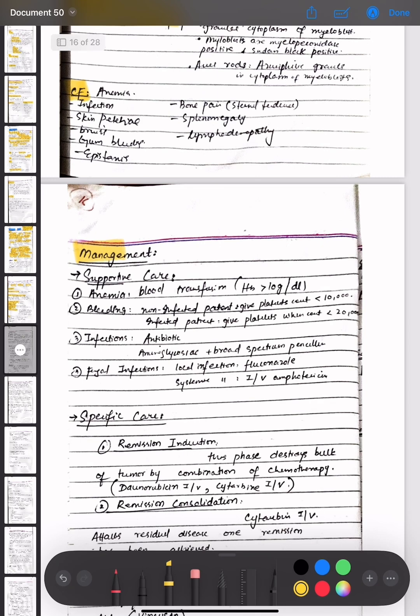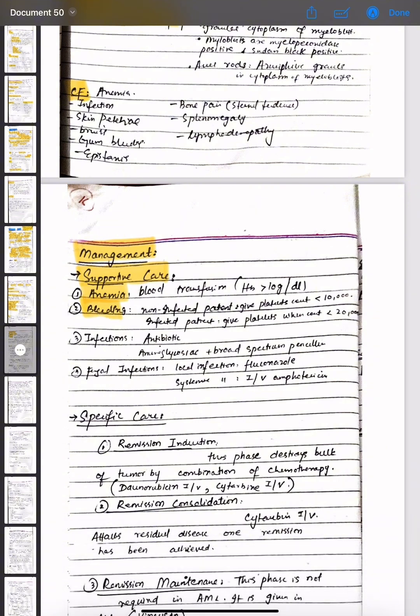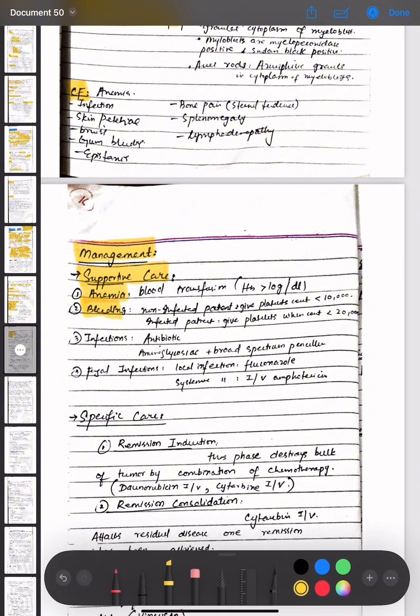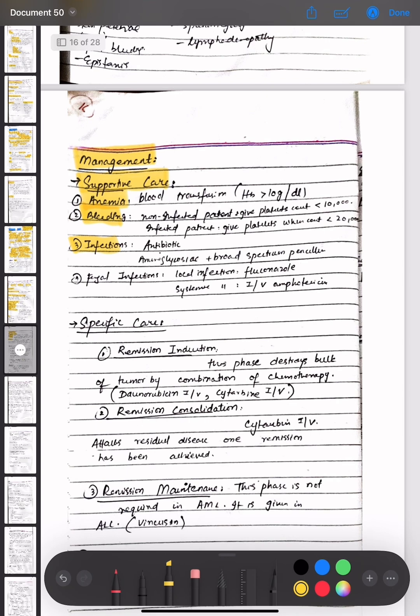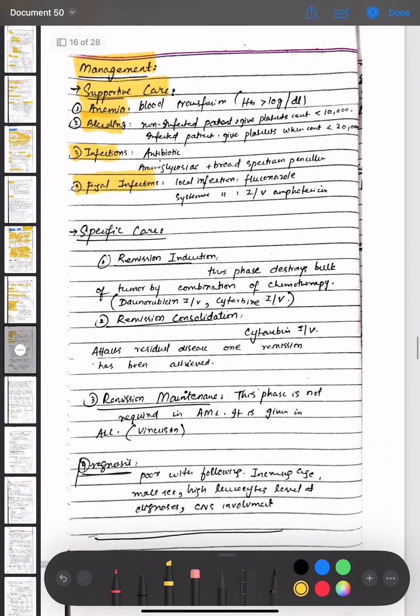The management options for AML are supportive care. For anemia, blood transfusion is done when HB is less than 10 gram per dL. For bleeding in a non-infected patient, give platelets when the count is less than 10,000, and in an infected patient give platelets when the count is less than 20,000. For infections, antibiotics are given, that is aminoglycosides and broad-spectrum penicillin. For fungal and local infections, fluconazole is given, and for systemic infection, intravenous amphotericin is given.